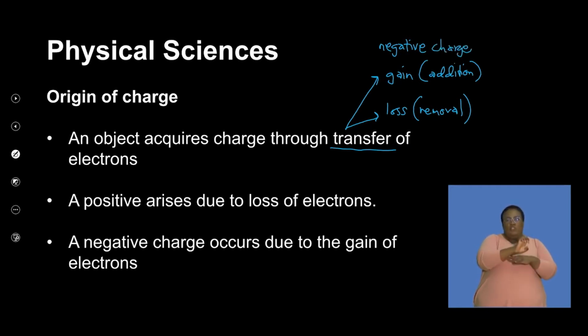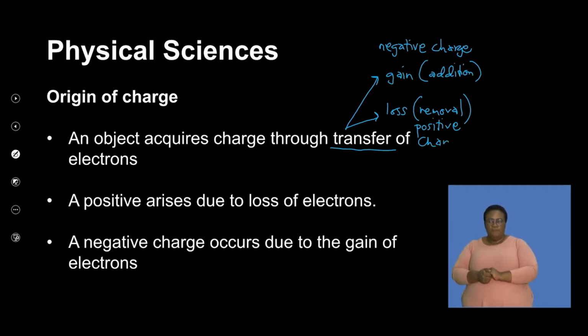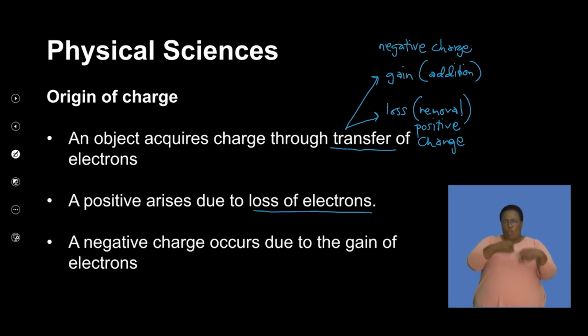Okay, so the transfer is actually about one material losing and the other material gaining. So the one that loses would actually become positive. So the loss or removal of electrons from a material results in a positive charge. Okay, simple and straightforward. And then a positive charge is about loss. We agree to that, okay? And then a negative charge has to do with the gain. So when there's loss and gain, there's actually the transfer, right? So that's as far as origin of charge is concerned, okay?